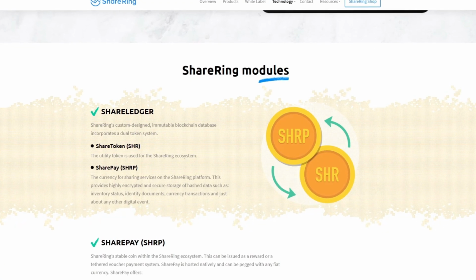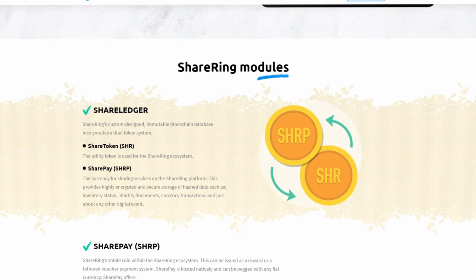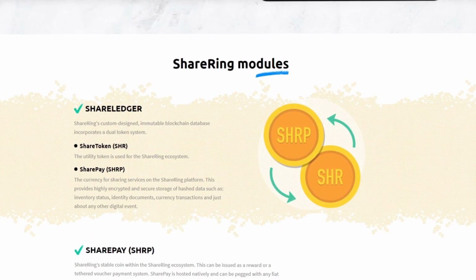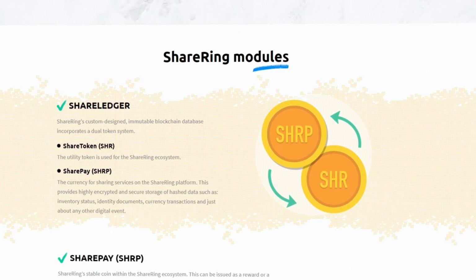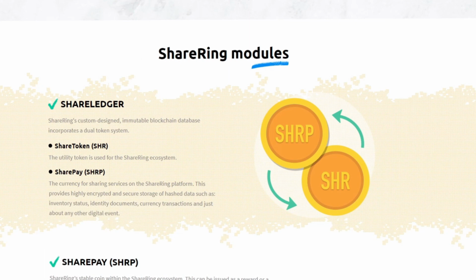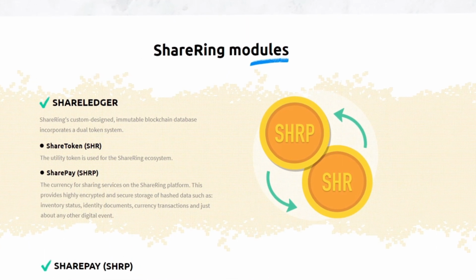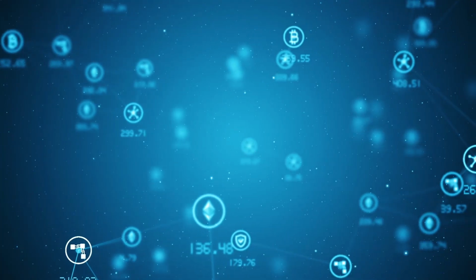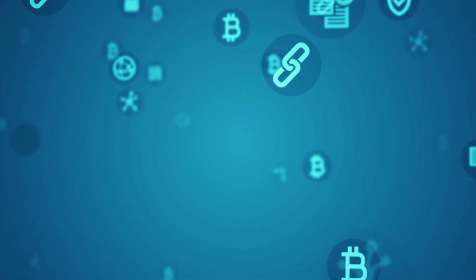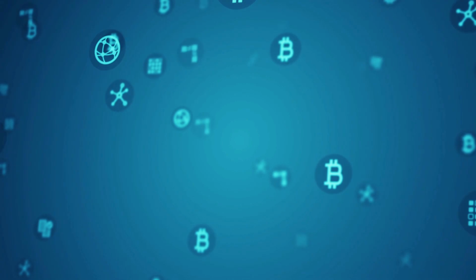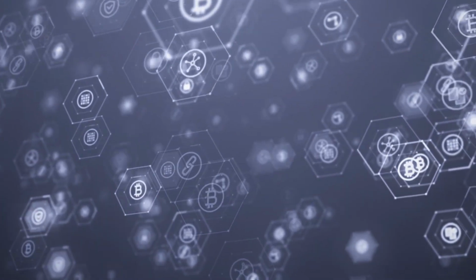As for the tokenomics of the ShareRing platform, it has two fundamentally different tokens that are SHR and SHRP. The SHR token is a utility token, a kind of fuel for the entire ShareRing ecosystem. Here you can pay for transactions when working with the ShareRing protocols and sending transactions, and it's also awarded to validators who maintain their own masternodes.